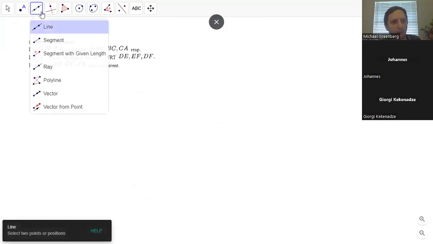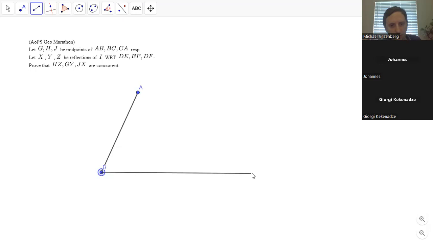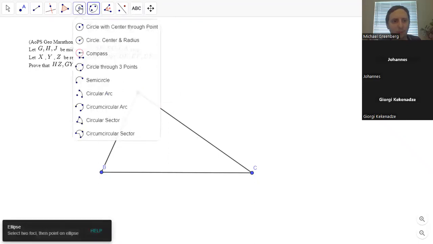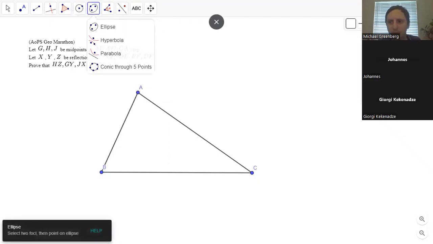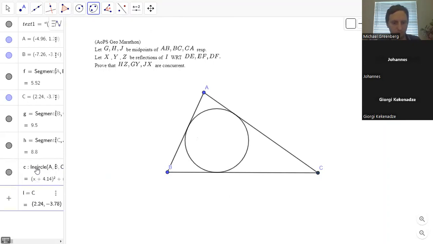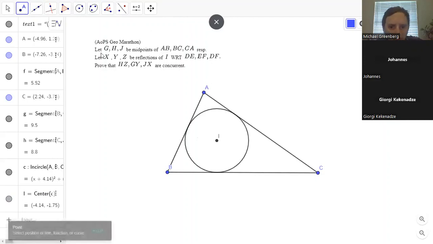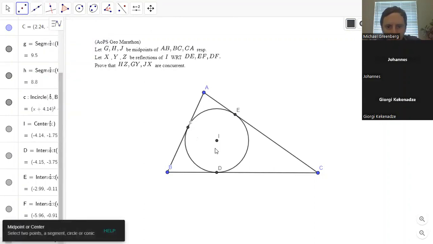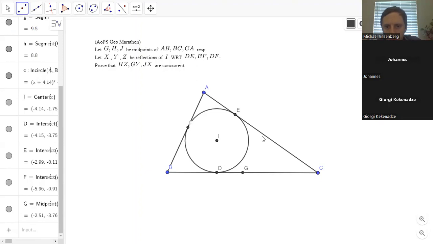Okay, so we have a triangle ABC, and we draw the incircle. I might even have a tool that does. Oh, I forgot to download the tool, but whatever. I'll just do it the old-fashioned way. So this is DEF, and then the midpoints are G, H, and J. It says A, B, B, C, and C, A. So it would be G, H, and J. Right?